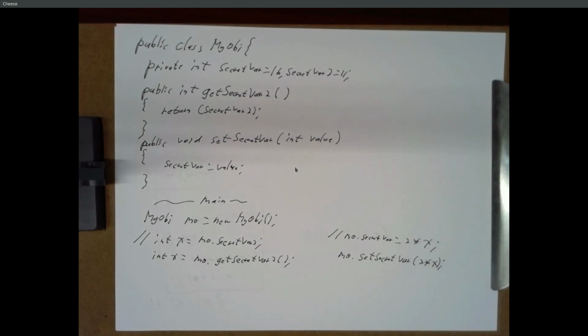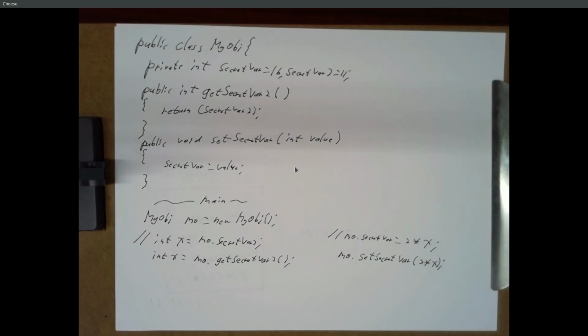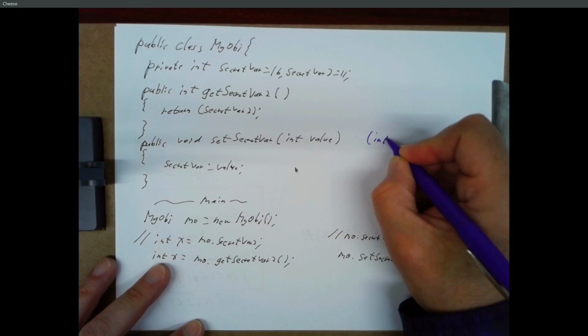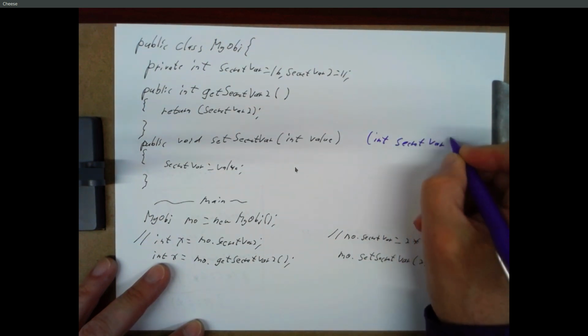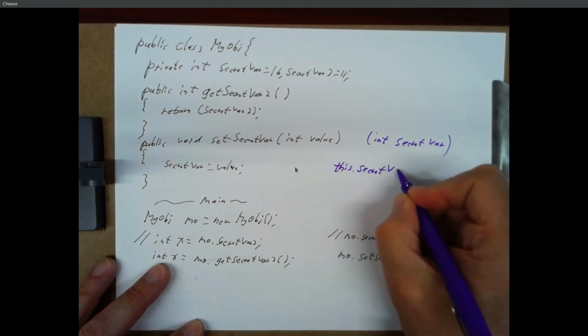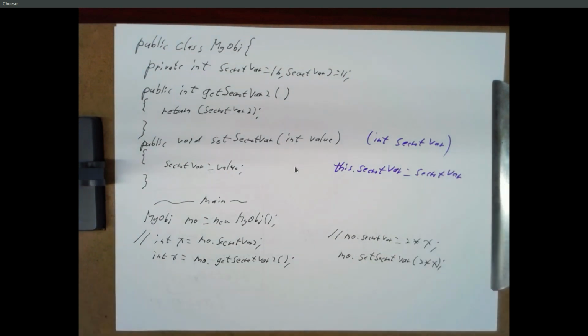If we were making a full set of setters and getters, we'd also want to be able to get secret var and set secret var too. You didn't need those for this code, so if you didn't put those in, that was fine. And on the setter, again, traditionally, we would say integer secret var. And then we would say this dot secret var equals secret var. And in Eclipse, when you say build me a setter and a getter, it'll use all of these conventions.